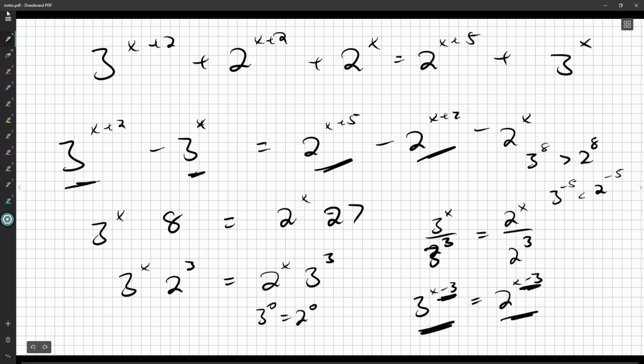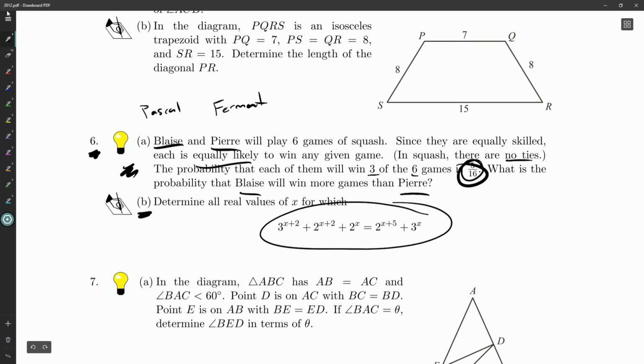But if that's the case, if we've got a power of 2 equal to a power of 3, that means x minus 3 must be 0. So the only one that works is x is equal to 3. Right? That's it. That's all we can do. x must be equal to 3. There's no other tricks or rearrangements or anything we can do.